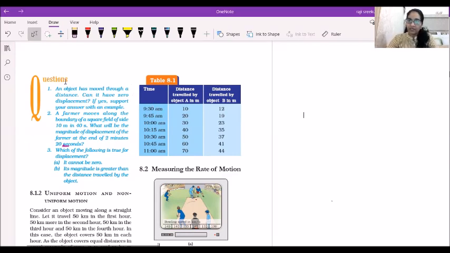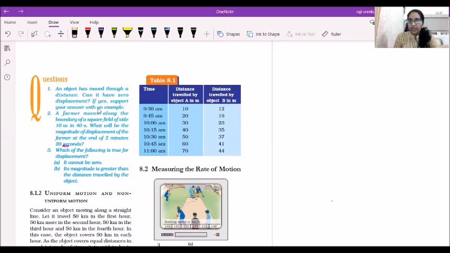This is the first exercise in your textbook. An object has moved through a distance. Can it have a zero displacement? If yes, support your answer with an example. Last day we discussed that an object can have zero displacement, but the distance will never become equal to zero for a moving object. Okay, so they are asking for an example.